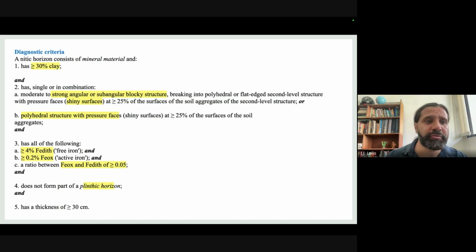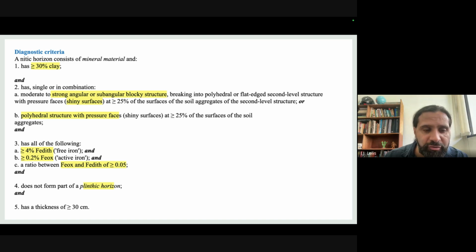And the criteria to identify a nitic horizon: you need to register at least 30% of clay. As I said, you cannot see a nitic horizon with a high content of sand or silt. And this is directly connected to the material that we saw, these mafic materials that produce a high content of clay because they are composed of several minerals that can be easily destroyed.